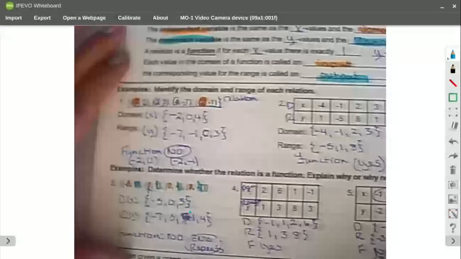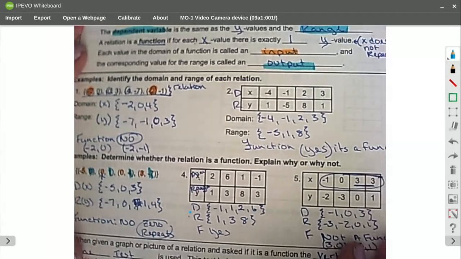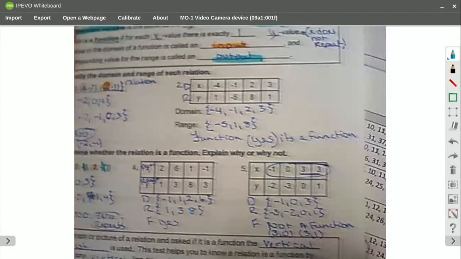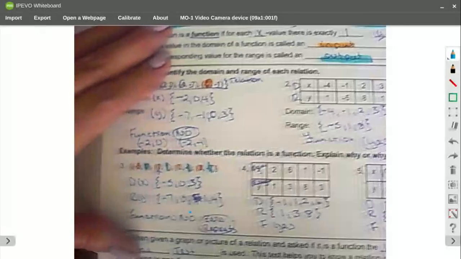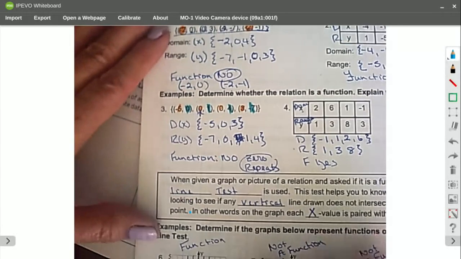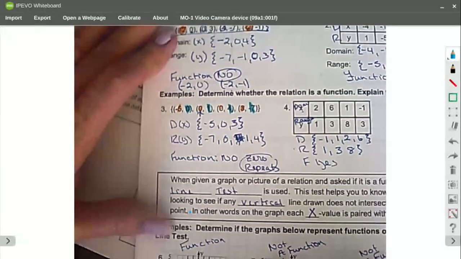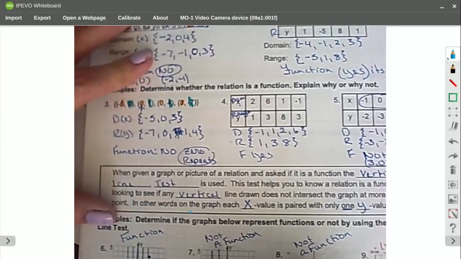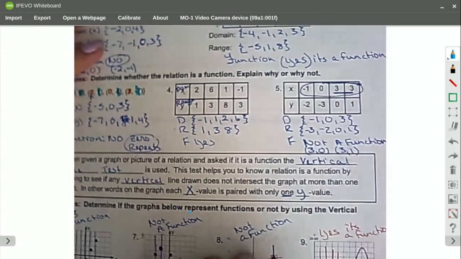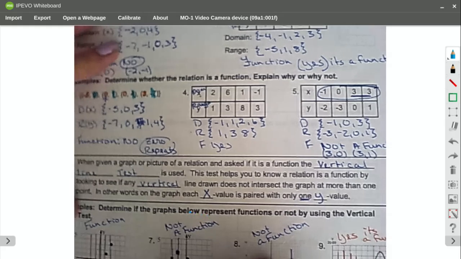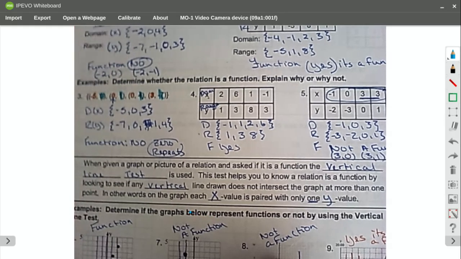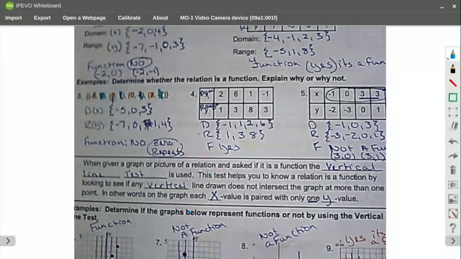Example 1, 2. Pause that video. This was your questions. 1, 2, and 3. Okay, vocab on that vertical line test.